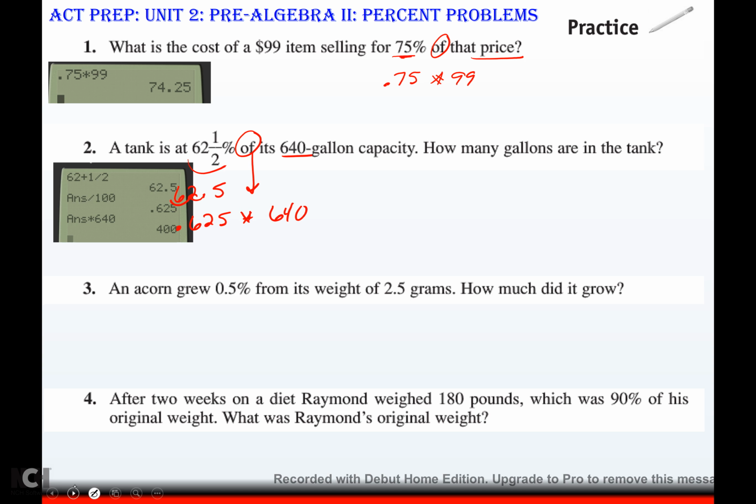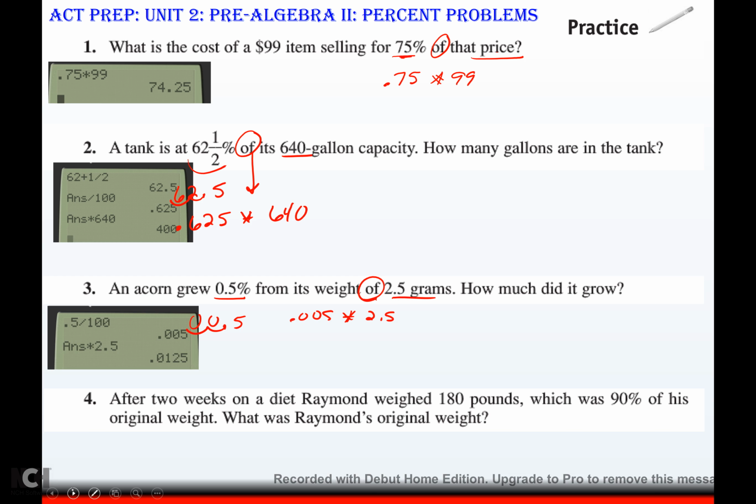Okay. An acorn grew 0.5% from its weight of 2.5 grams. How much did it grow? Well, it grew 0.5% of its 2.5 original. So we take 0.5% and we have to move it 2 places left, so it's 0.005 times 2.5. And that would give me 0.0125. So it grew by 0.0125 grams.